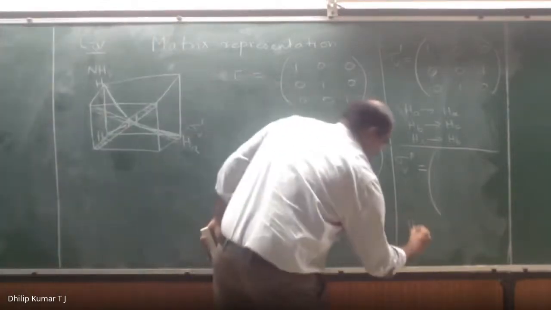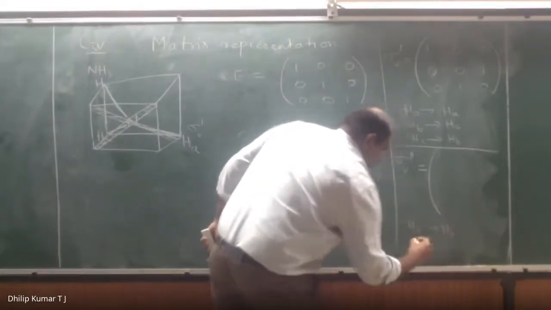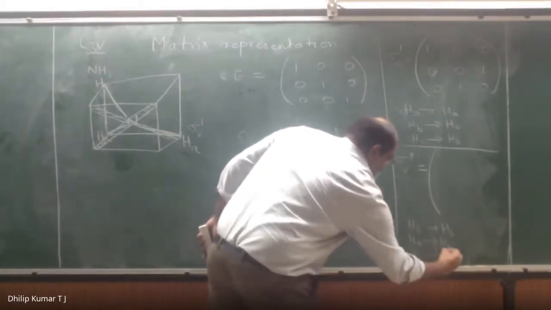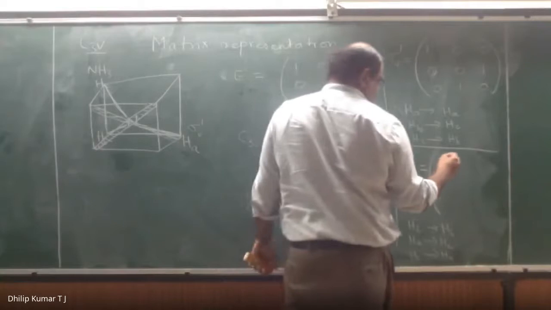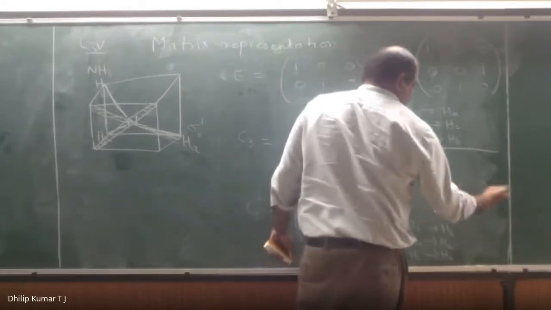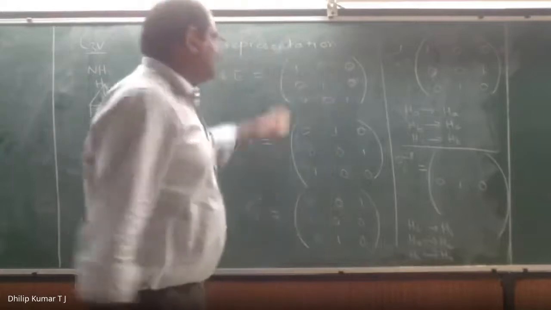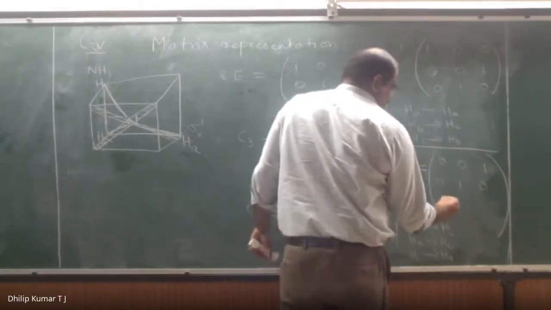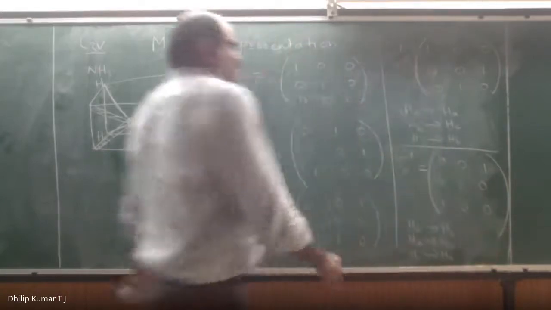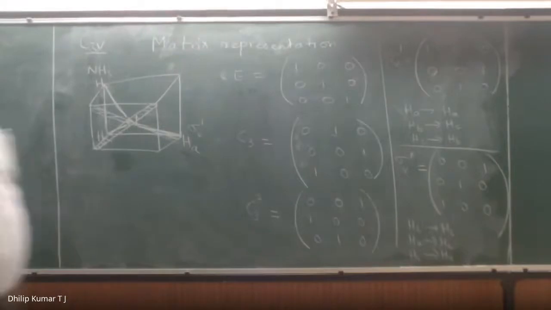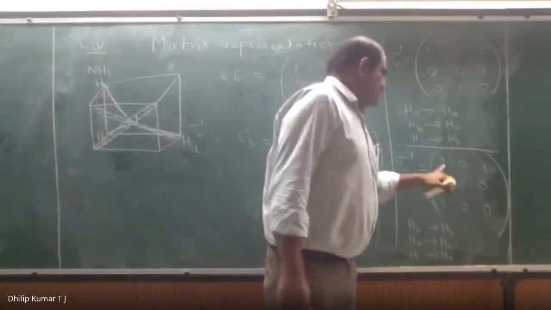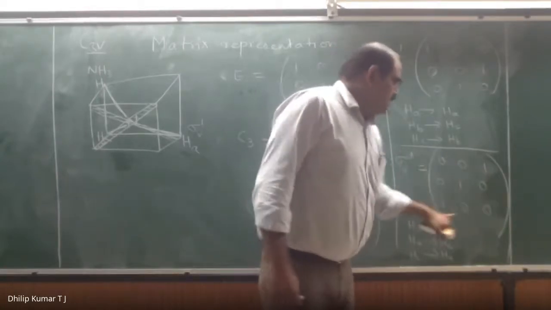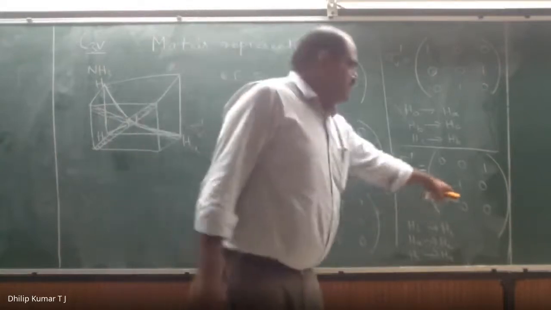HB remains as HB, whereas HA will become HC, and vice versa, HC will become HA. So HB is going to remain as HB, whereas HA is going to jump to the third place. You'll get something like this. The HA position jumps to HC, whereas HC has become HA, and HB remains the same.